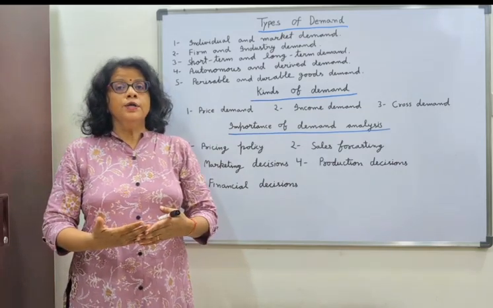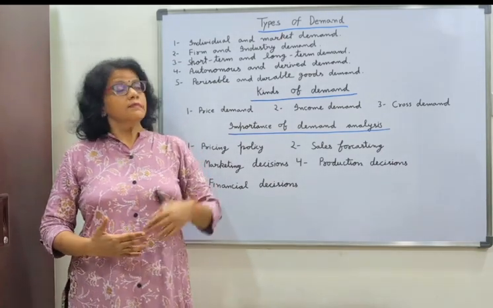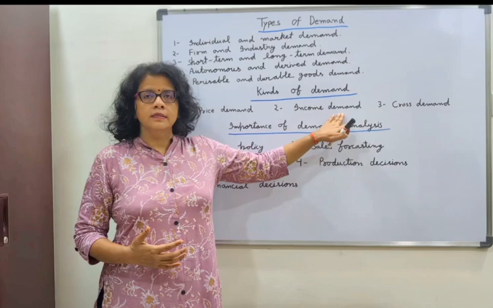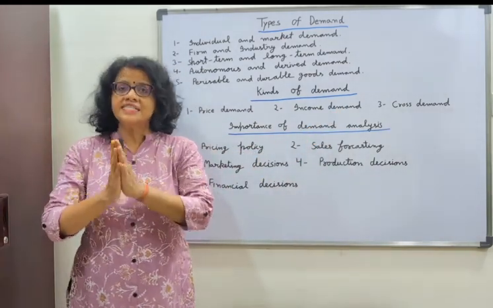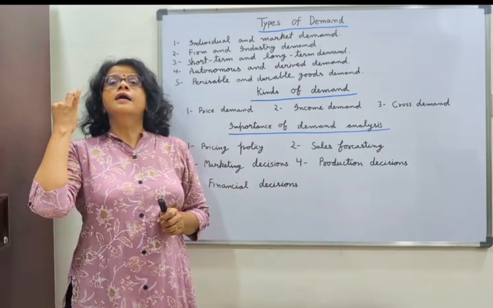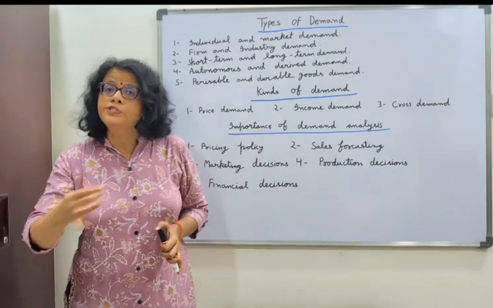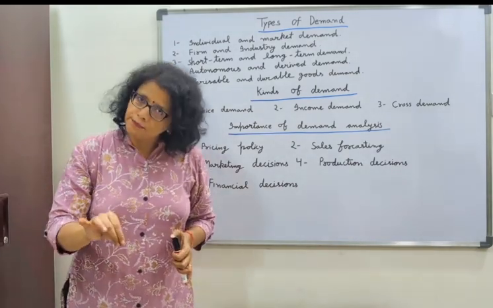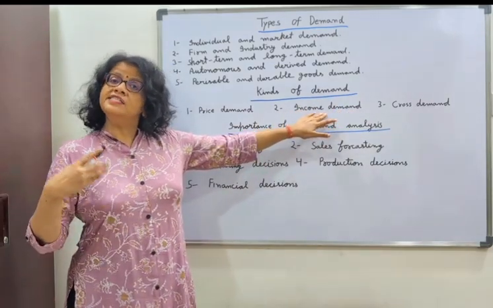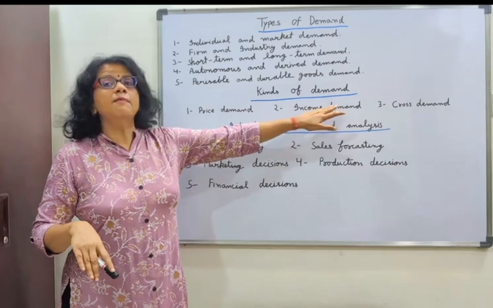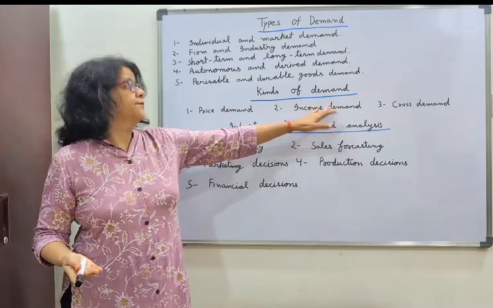Second, income demand. When the demand for a product changes due to the change in income of a consumer, that is called income demand. If the income of a consumer increases, they will increase the demand for a product in spite of no change in the price of that product. That is called income demand. The price of the product is not changing, even then the demand for the product is changing due to the change in the income of a consumer.